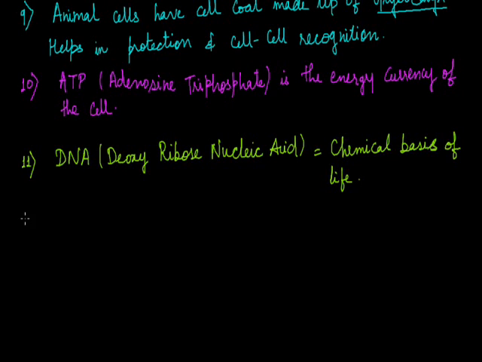The structure of DNA was proposed by Watson and Crick, and according to them, the DNA consists of a double helix. The double helix model explains the structure of the DNA.